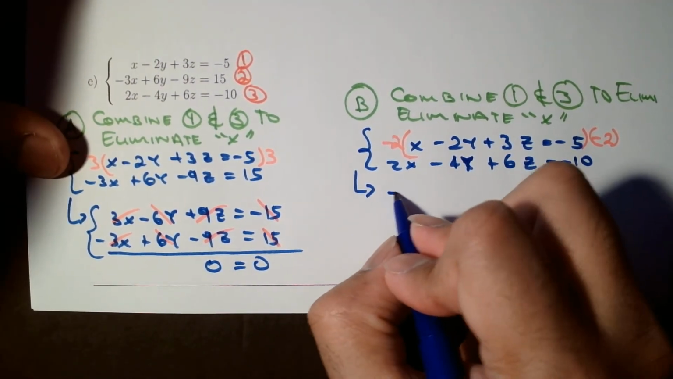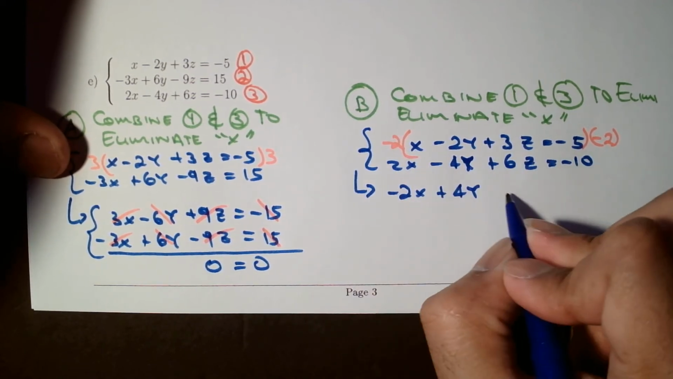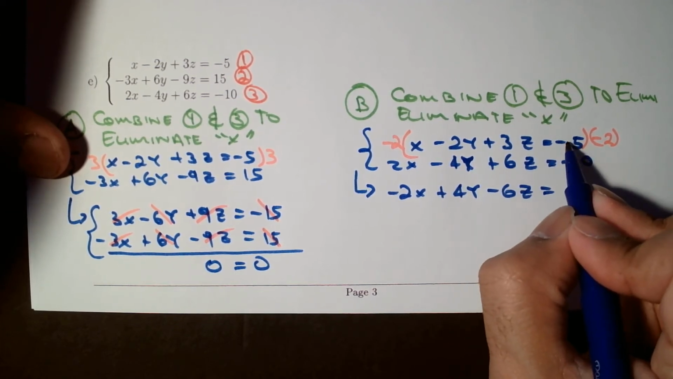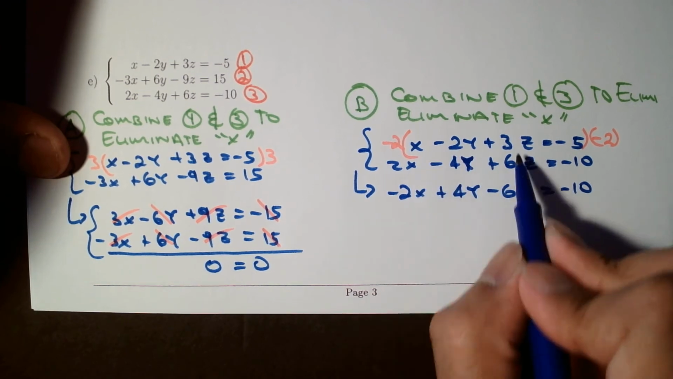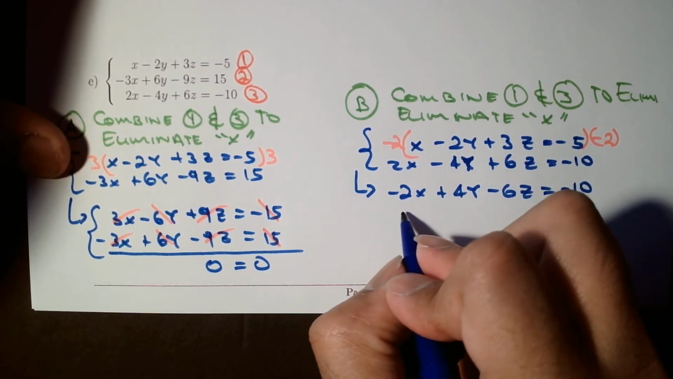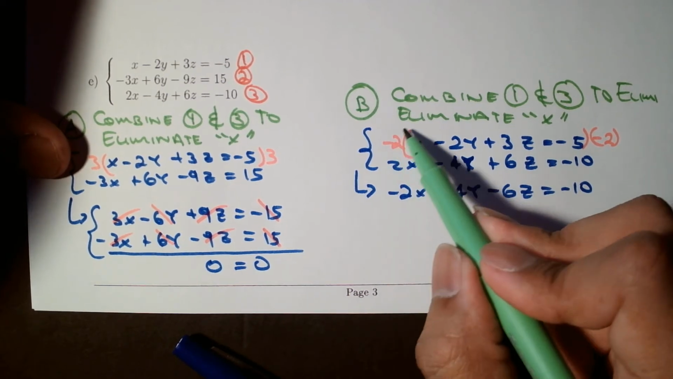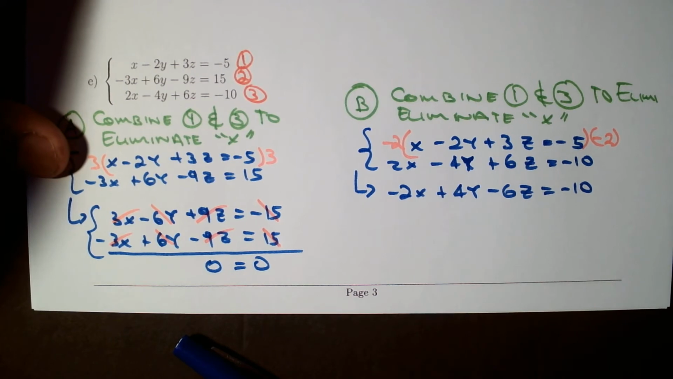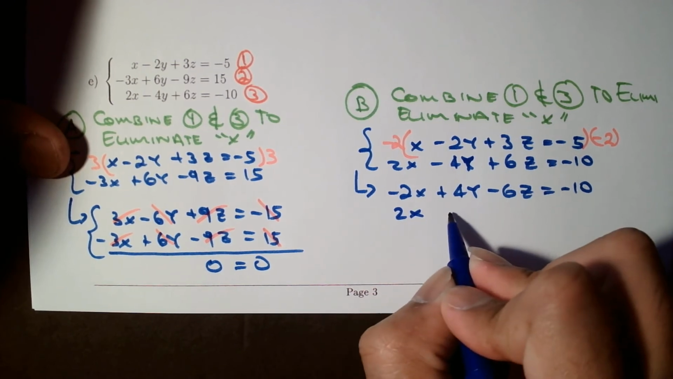So this is negative 2x plus 4y minus 6z equals negative 5 times 2. That's a negative 10. And then the second equation just remains the same. So essentially all we did is distribute this negative 2 about all these terms. All right. So the second equation, we didn't do anything to it.